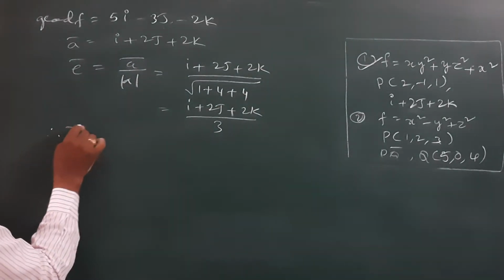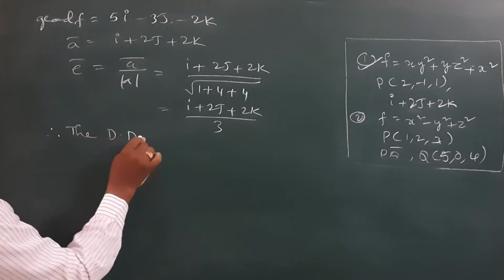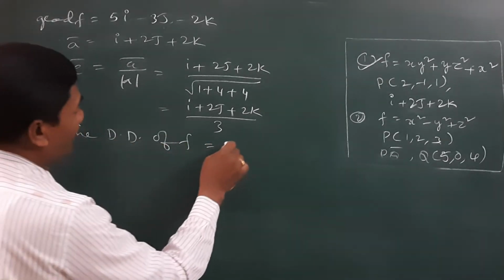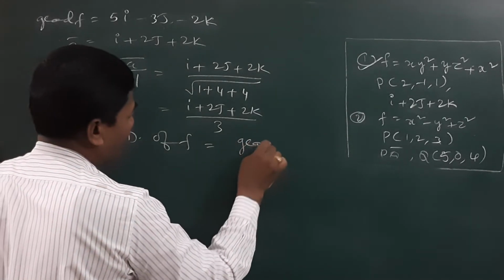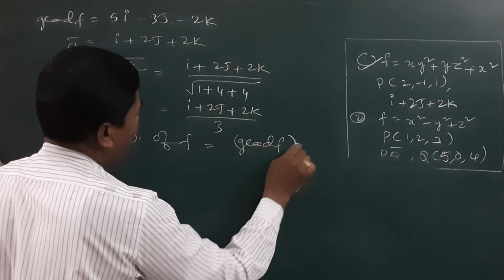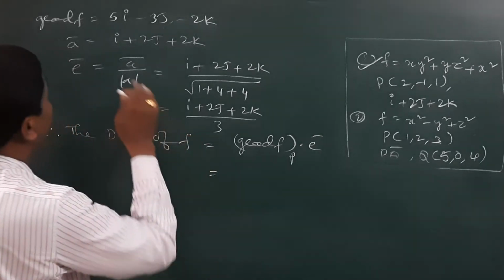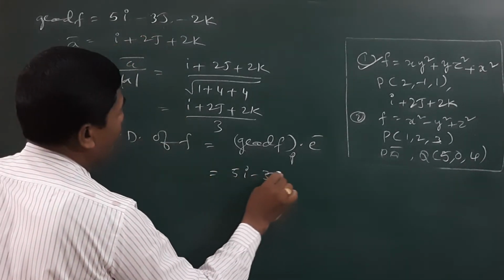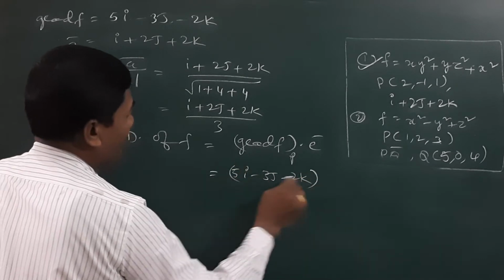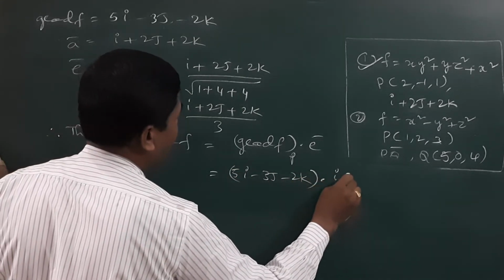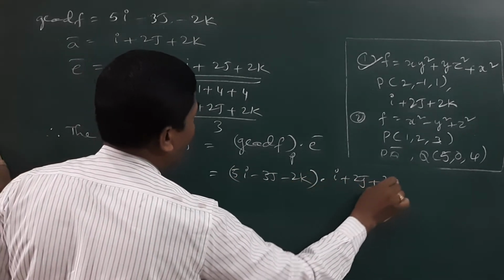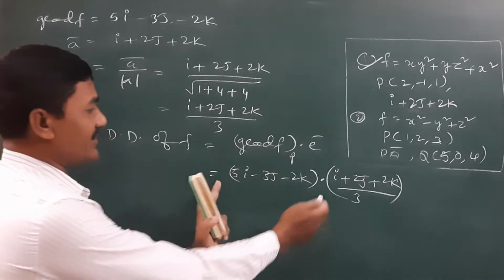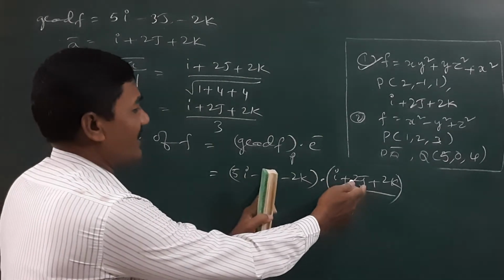Therefore, the directional derivative of f at the point P is, what is the formula, the gradient of f at the point P dot e bar. The gradient is already given: it is 5i minus 3j minus 2k dot i plus 2j plus 2k by 3. So the multiplication is i dot i, j dot j, k dot k.